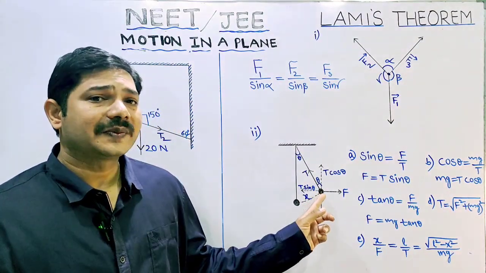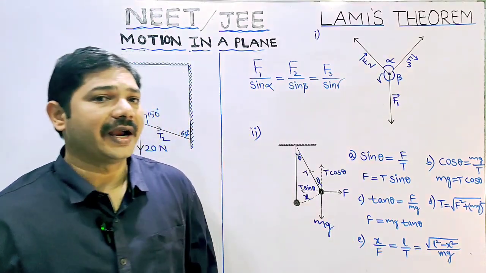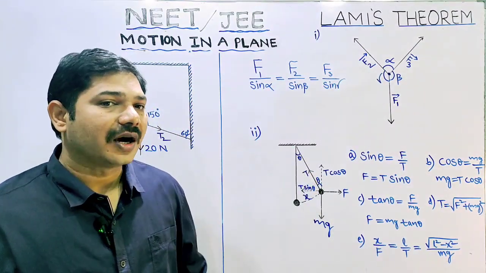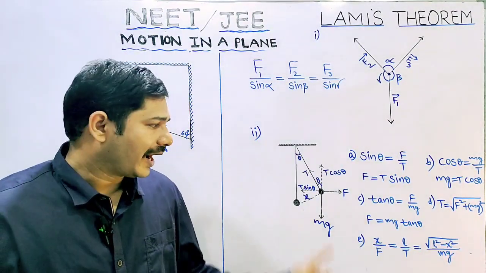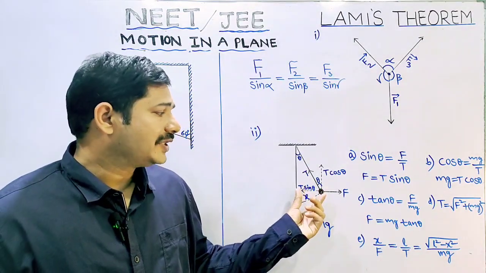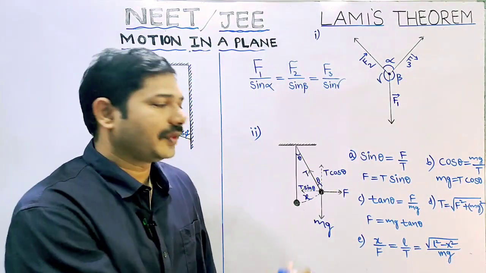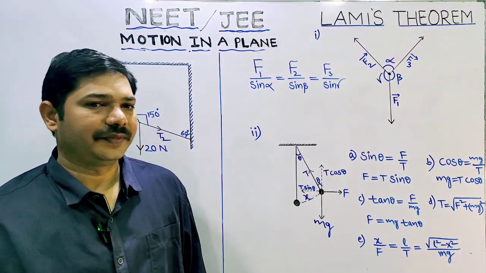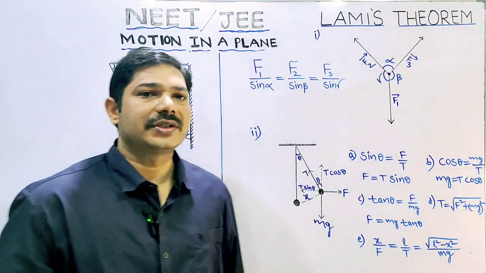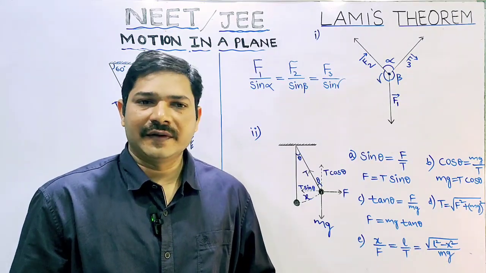At this point, the weight of the body is mg. The weight of the body acts vertically downward, that is mg. The tension in the string acts upward. Now this tension T, I am resolving into two rectangular components: one is T cos theta, another one is T sin theta. Using this diagram, we can find the sine function, cos function, tan function, and resultant force. Everything we can find out.